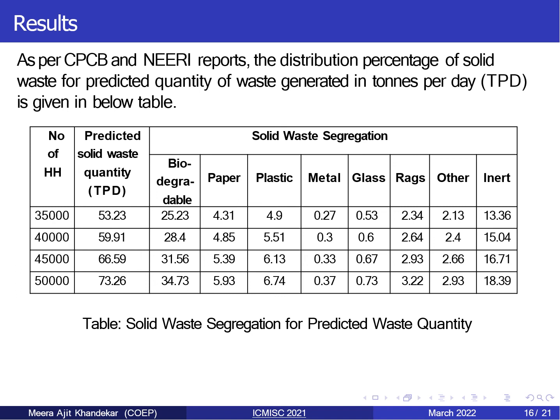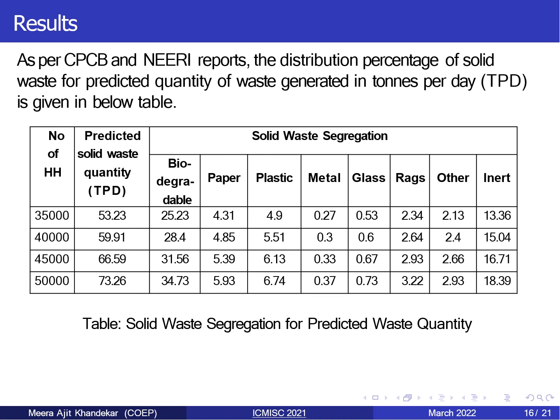For 35,000 households, total waste generated is 53.23 tons, and out of 53.23, 25.23 tons of biodegradable waste is generated, 4.31 tons paper waste is generated per day, and 4.9 tons per day plastic waste is generated. Similarly, for 40,000, total solid waste generated is 59.91 tons per day. Out of that, 28.4 is biodegradable waste, 4.85 tons is paper waste, 5.51 is plastic waste.